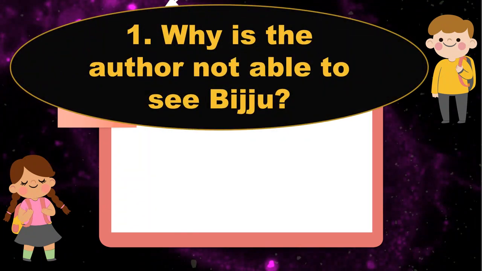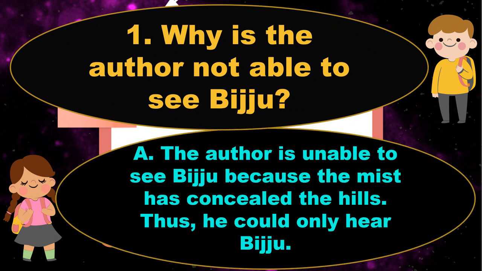Why is the author not able to see Bizu? Guess, children, who is going to tell? Yes, the author is unable to see Bizu because the mist has concealed the hills. Thus, he could only hear Bizu, but he can't see him.